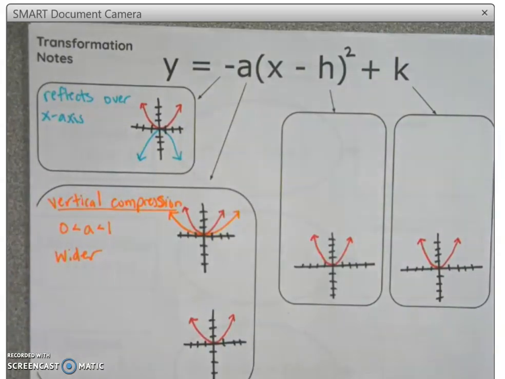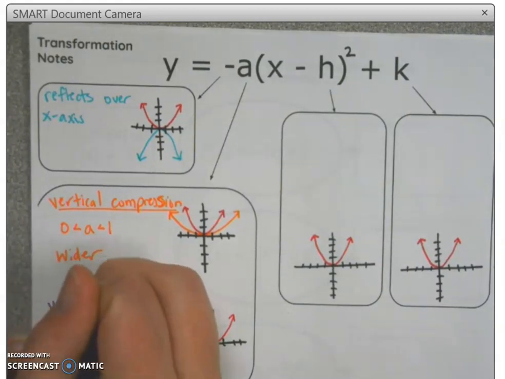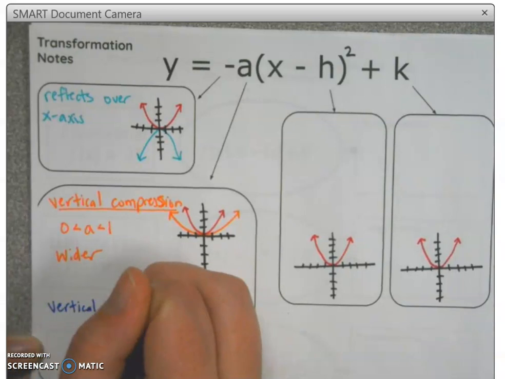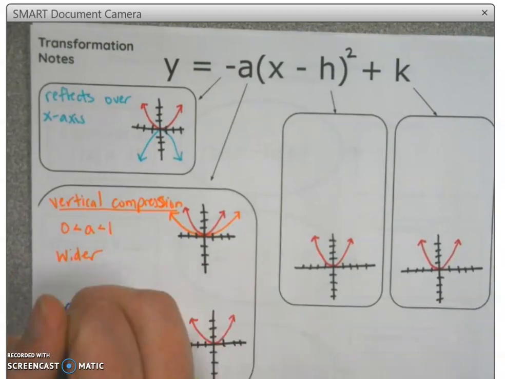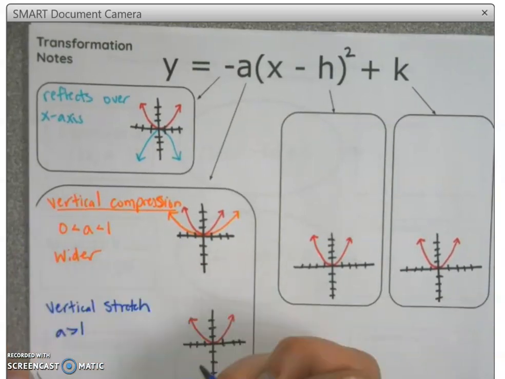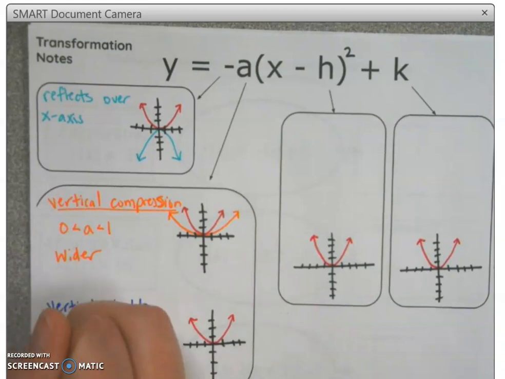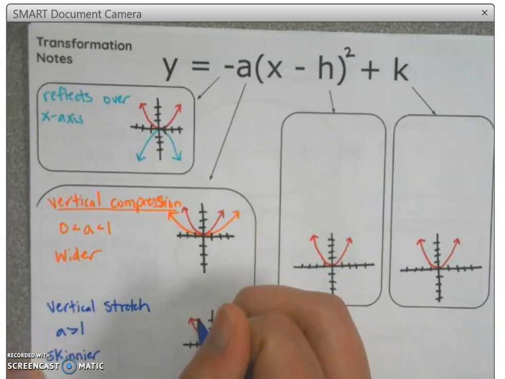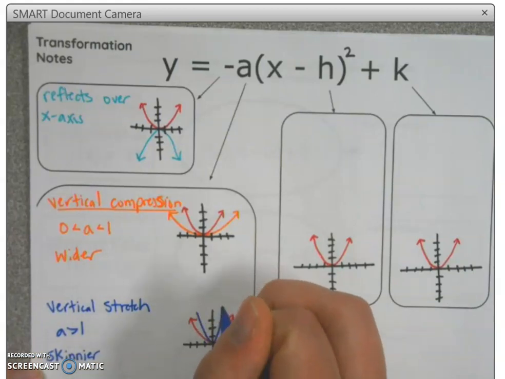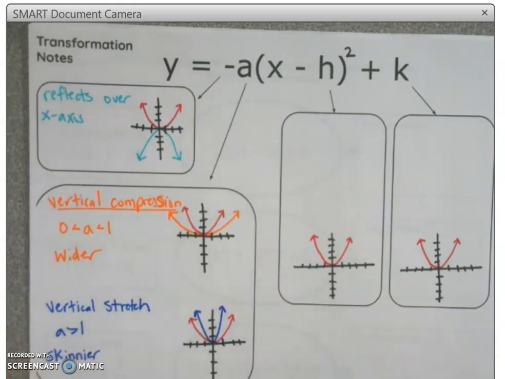And then we have the second one, which is a vertical stretch. This is if A is greater than 1, and it makes the graph skinnier. So it would look like this. So one makes it wider, and one makes it skinnier.